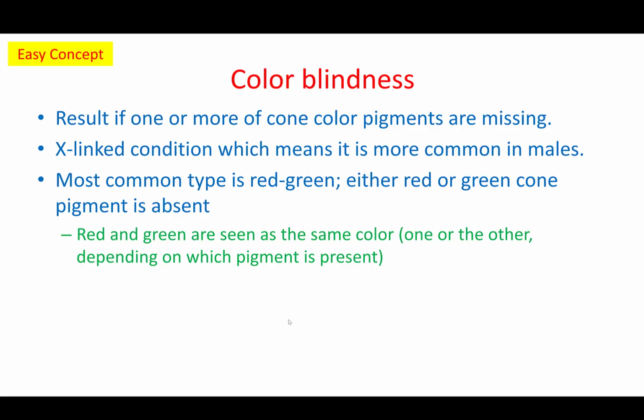Now, for color blindness, we understand that the cones are the ones responsible for the colors. Sometimes patients with color blindness are missing one or more of those cone color pigments. So the most common type is red or green. Either the red or green is absent, and therefore they will not see those colors.